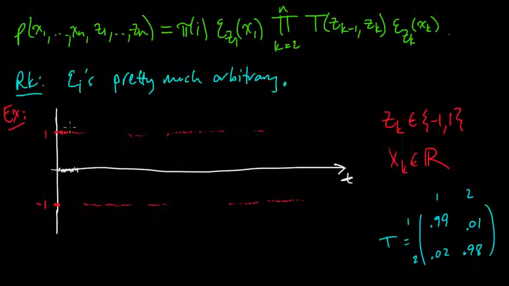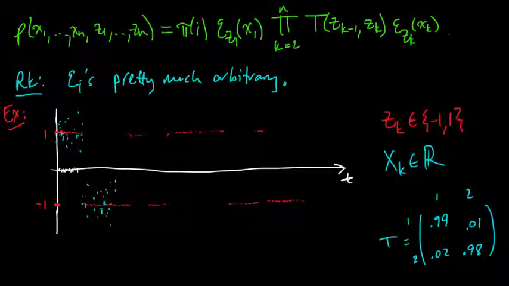Okay, so let's say that that's our z's. And then what are the x's? Let's make the x's in a different color, blue. xk is in R. And let's say that the x's are normally distributed about the z's. So maybe it's something like this, with some small variance here. So you get these xk's.